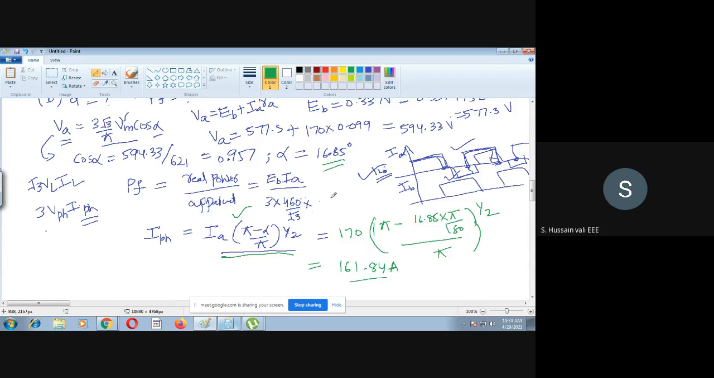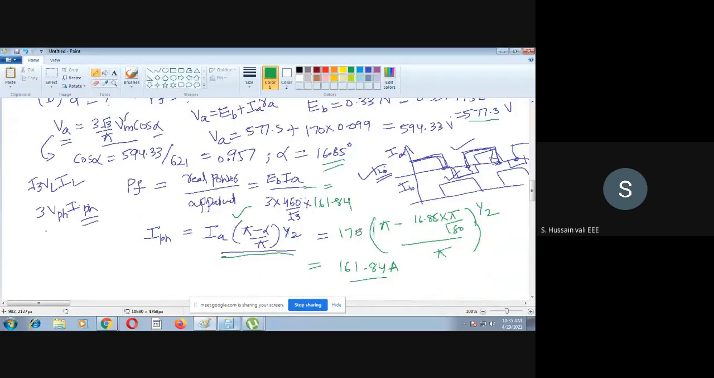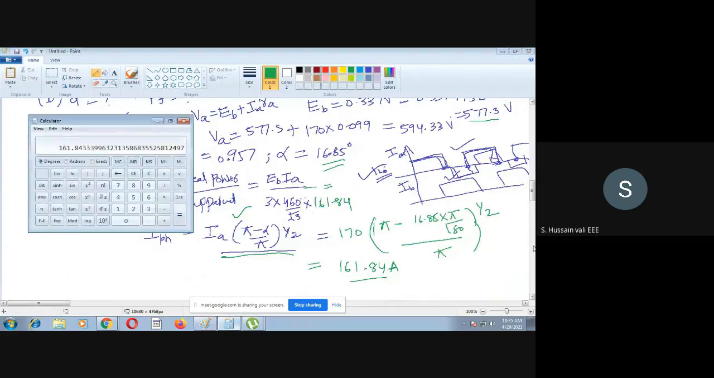This is I phase. So now substitute here 161.84. Then EB value we know already. How much is EB value for the real power in this problem? In this particular problem, what is EB? We got 577.5. Substitute that here. IA is equal to 170. So 577.5 multiplied with 170.